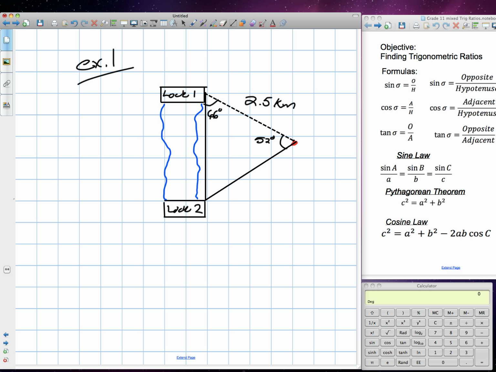What I'm going to do is redraw the triangle without the locks. And it looks roughly something like this. We have a measurement of 2.5 kilometers. We have an angle of 66 degrees and an angle of 52 degrees. Okay? So we're going to bring in our sine law. We have it on the side here.